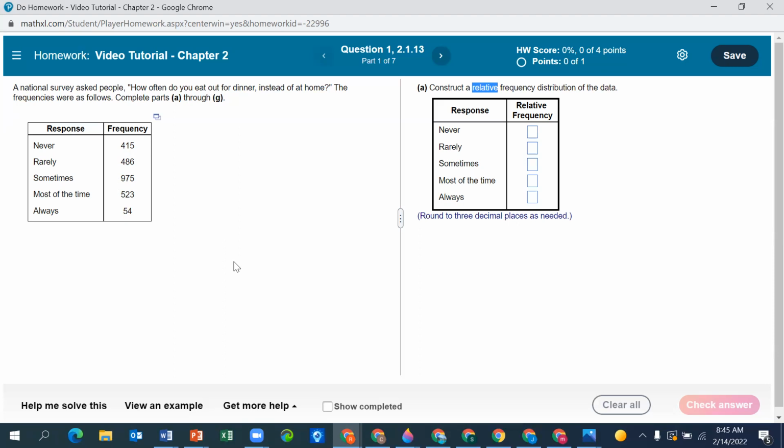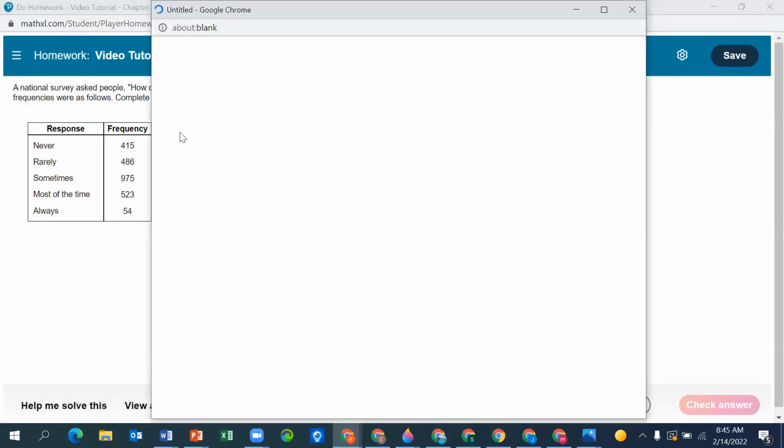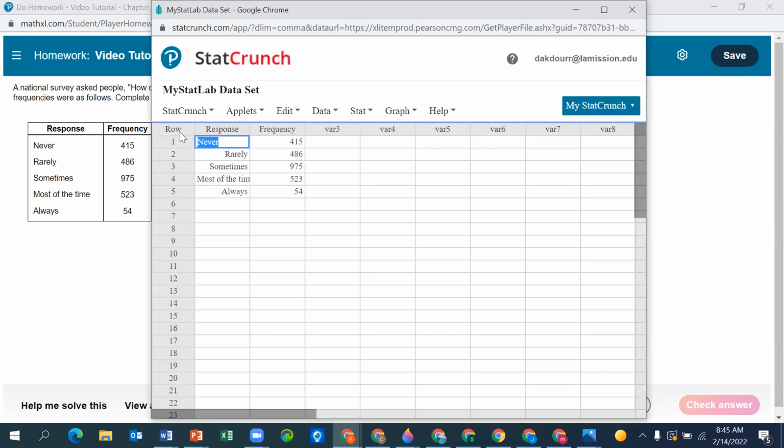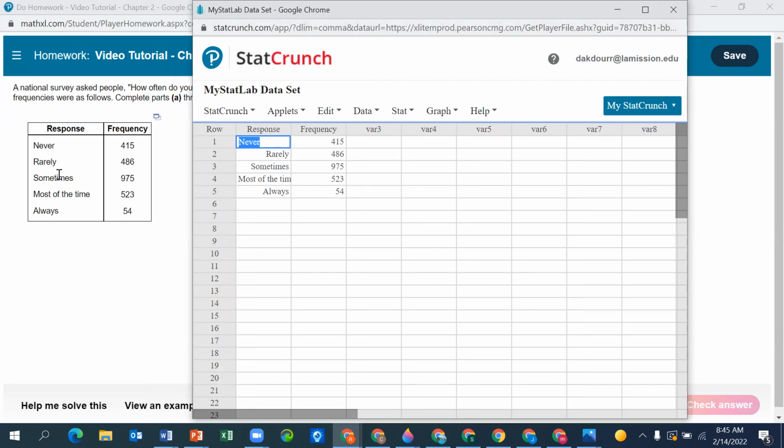However, today I'm going to show you how you can do it through Statcrunch, and I highly recommend that you do so as well. If you notice, there's a small little rectangle in here. You can click on it, and then it tells you to open Statcrunch. So you click on that. Okay, and here what we have is the same table as I have here, with response and frequency. Please click somewhere else outside the table. That's what we're going to be doing here.